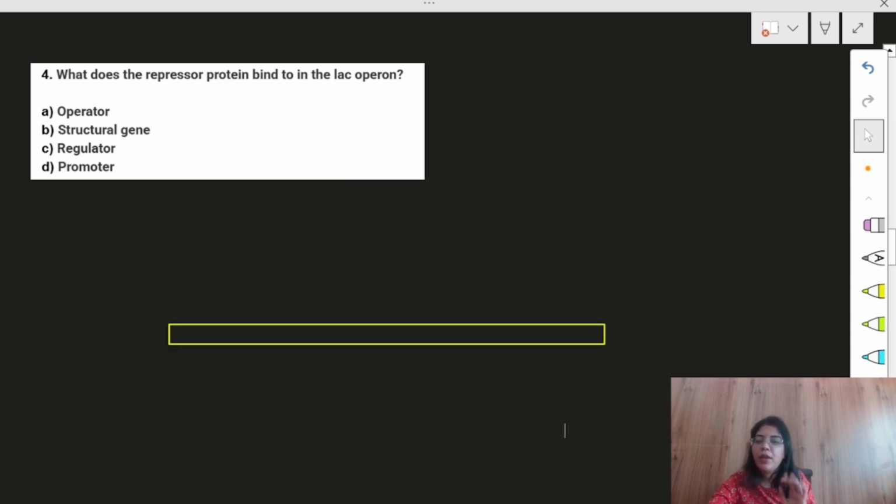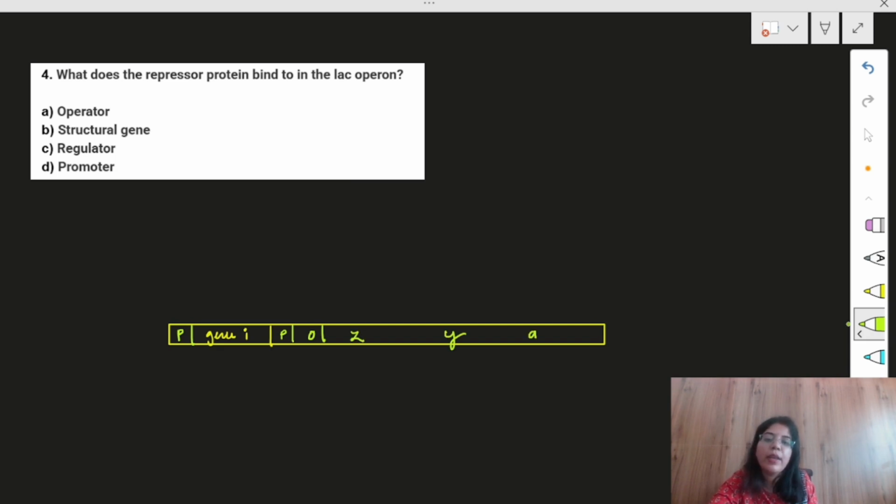Let's suppose this is a part of the DNA in E. coli. This is the promoter. This is gene I, which you all know, the repressor gene. Then you have one more promoter, one operator, and then the structural genes Z, Y, and A. This is the operon which is given in your NCERT.